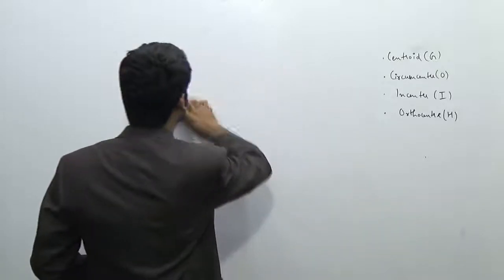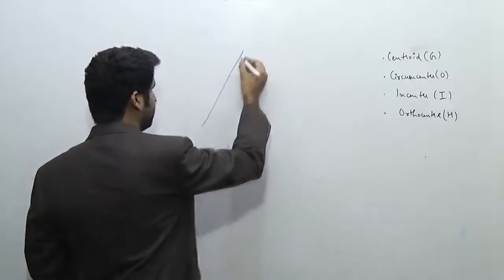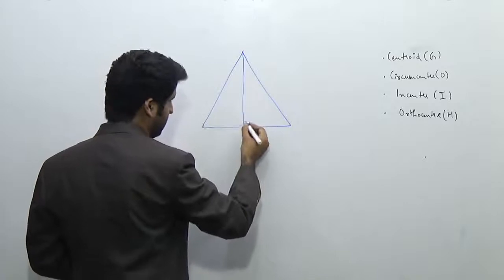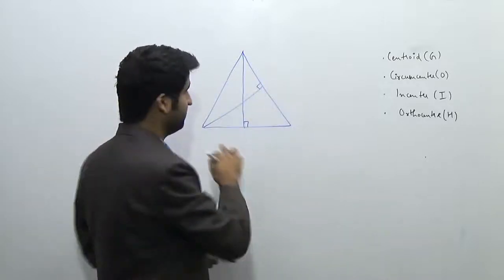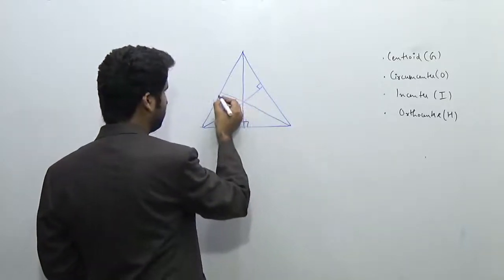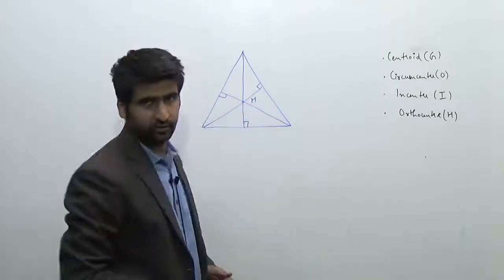So in the last, we have our orthocenter. Now what is an orthocenter? Just understand, it's pretty easy stuff. If we draw all the three altitudes, or the perpendiculars from each vertex to the opposite side, they will meet at one point, which is called the orthocenter.